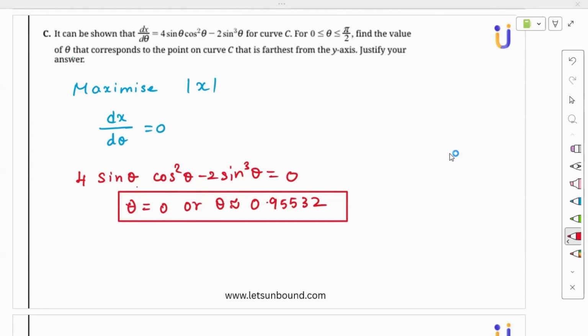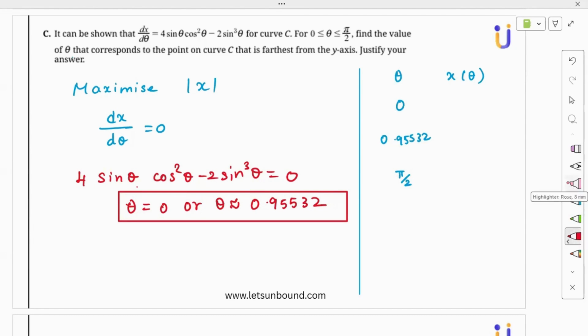Now, this is the algebraic procedure we know to maximize this. Now, you can justify this by taking the candidate test. Like you can just plug in theta and x of theta. x has to be greater, correct? That is our aim. So when it's 0, when it's 0.95532 and pi by 2. Don't forget to apply the candidate test here.